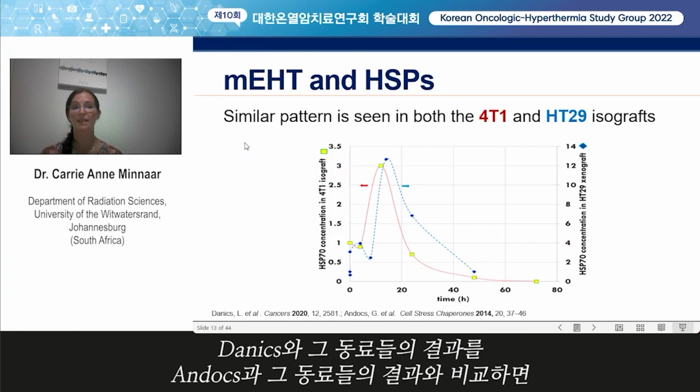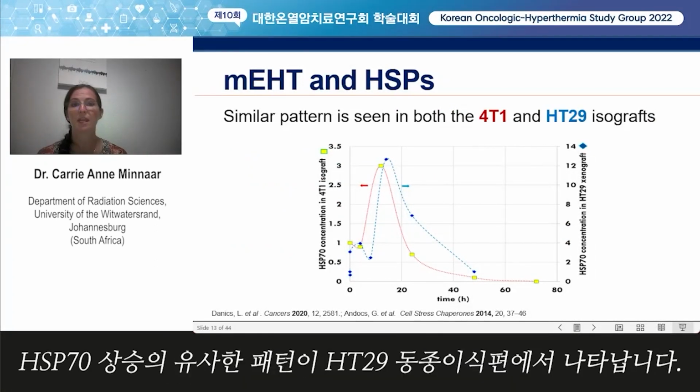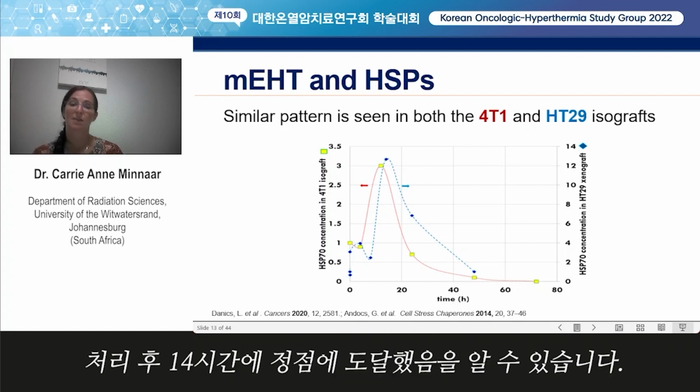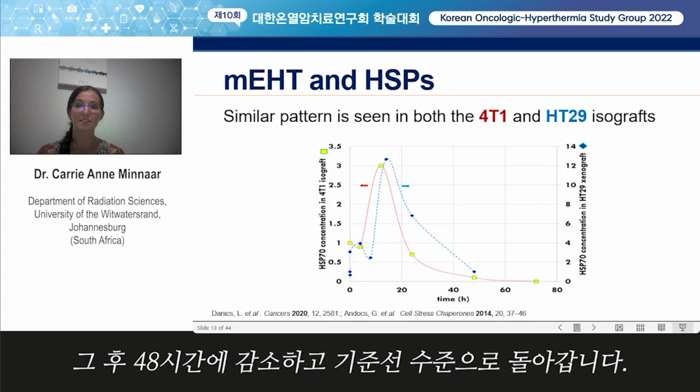When we compare Danix and colleagues' results to the results by Andox and colleagues, a similar pattern of elevation of HSP70 is seen in the H29 isografts. Here we see the upregulation of HSP70 in the treated H29 isograft model, peaking at 14 hours post-treatment, as you can see. This is followed by a decline and a return to baseline at 48 hours post-treatment.